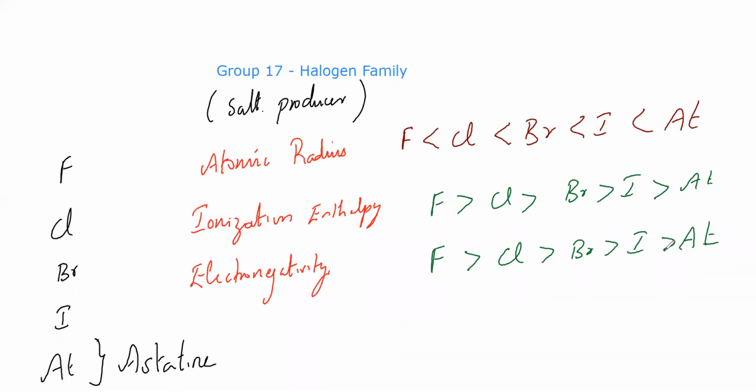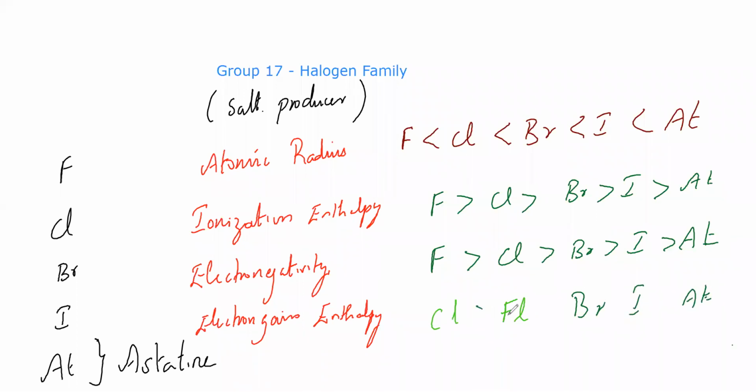Electron gain enthalpy is also the same, but there's a small difference. The only thing is that I have to interchange chlorine and fluorine. The rest, bromine, iodine, astatine, is the same. Then put the greater than symbol. Like that, if we compare and study, it will be easy for us to remember.